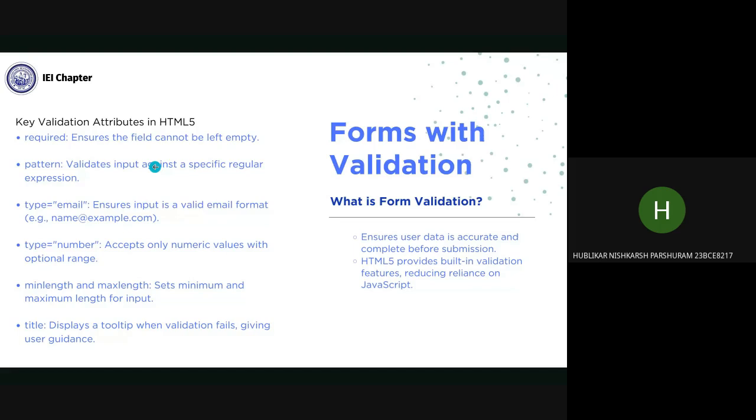A pattern validates input against a specific regular expression. So input type equals email. Again, as I said, the at sign is very important. If its input type is email, it ensures input is a valid email format. Then type equals number accepts only numeric values with optional range. The minlength and maxlength again set the minimum and maximum. Title displays a tooltip when validation fails, giving the user guidance.